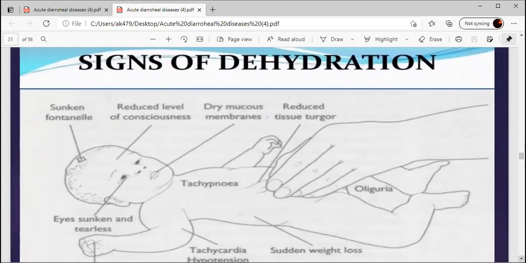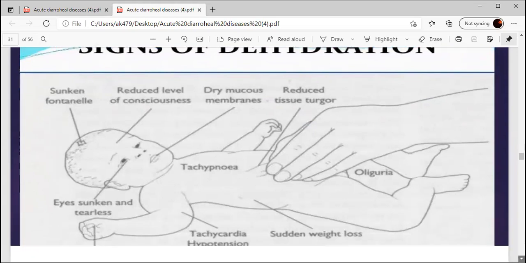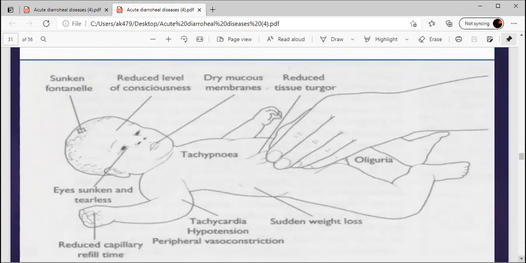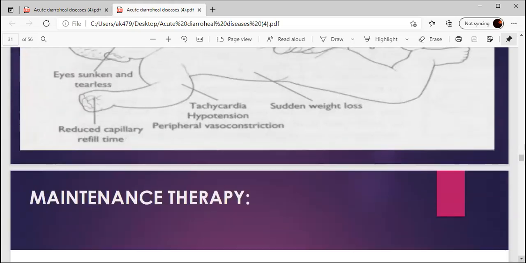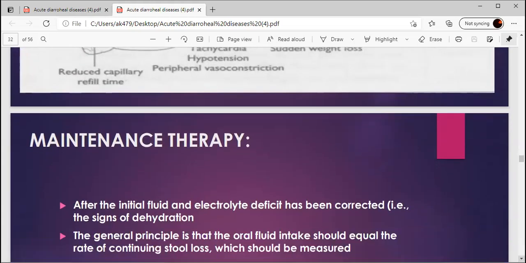These are the signs of dehydration in a child: sunken fontanelle, reduced level of consciousness, dry mucous membranes, tachypnea, reduced tissue turgor, oliguria, sudden weight loss, tachycardia, hypotension, peripheral vasoconstriction, sunken eyes, and tearless, reduced capillary refill time.